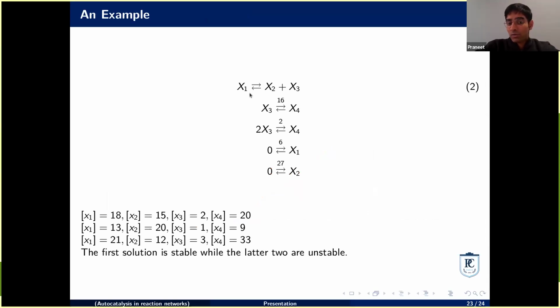This is an example where we have a type 1 core. So X3 goes to X4 and X4 goes to 2X3. This is a type 1 core. It's coupled with a split reaction, X1 going to X2 plus X3. And there are some inflows and outflows. The outflows are the degradations, but the inflows can also be modeled as an inflow coming from a different autocatalytic motif. So you have an autocatalytic motif with some degradation, and that degradation is going into X1.